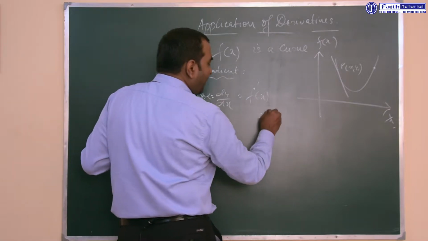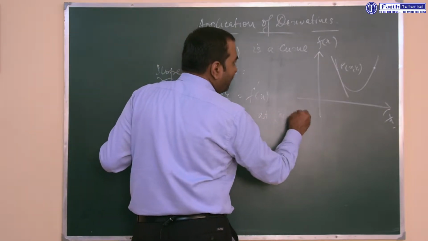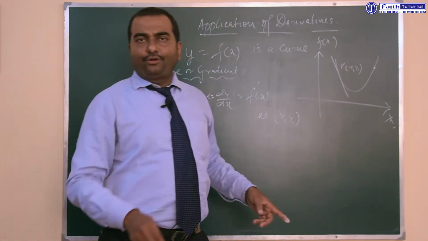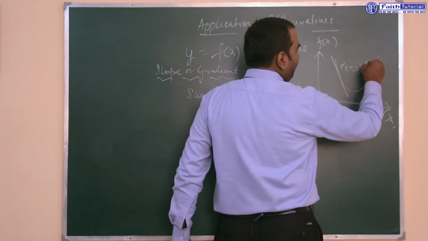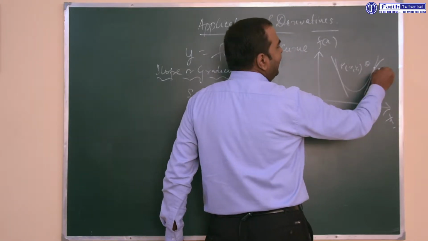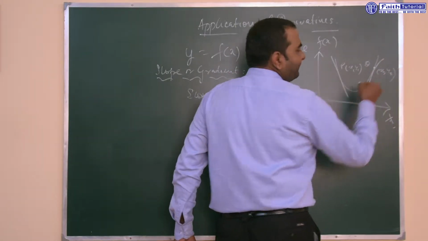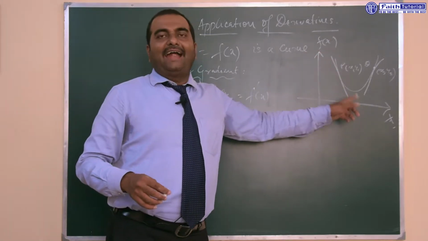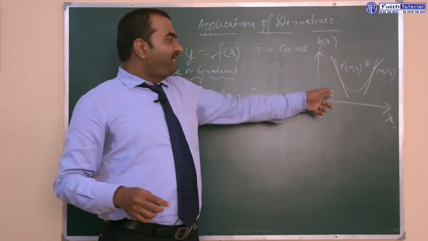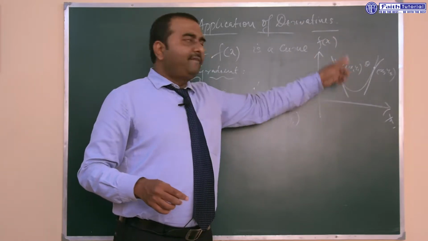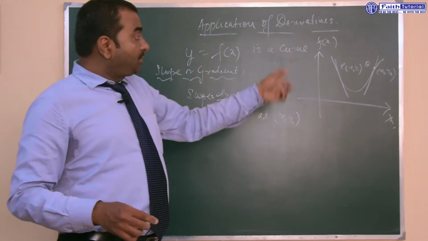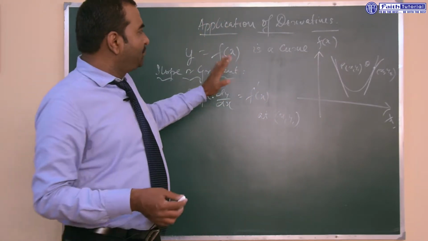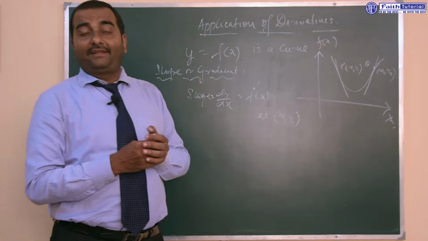Slope at a given point, say x1 comma y1. Because here we are talking about this point, and it's not going to be the same when we talk of another point Q whose coordinates are x2, y2. So, the slope of the curve at the point P is different from the slope of the curve at point Q, because P and Q have different tangents. That is the second important thing we should know when we are studying the application of derivatives.